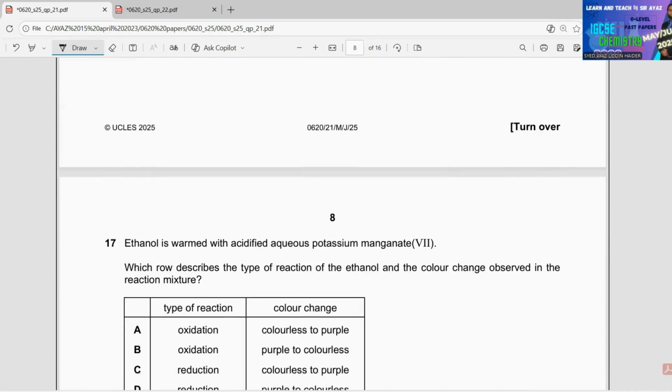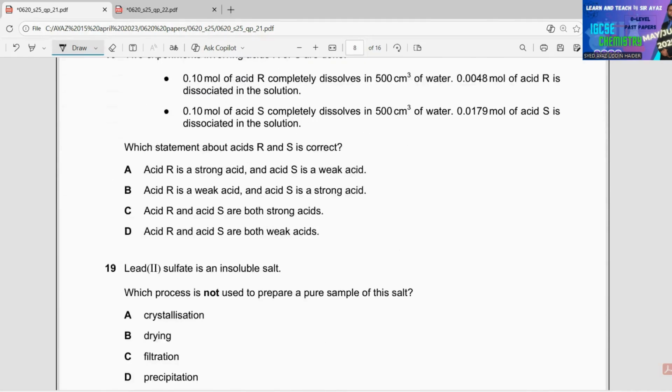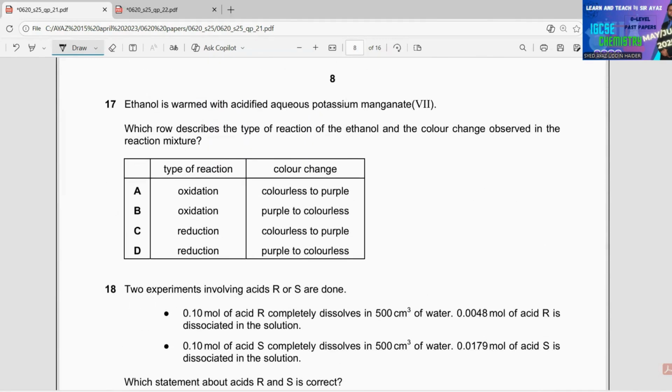Moving to the next MCQ, which is 17. Ethanol is warmed with acidified potassium manganate(VII). Which row describes the type of reaction of the ethanol and the color change observed in the reaction mixture? So when ethanol is warmed with acidified potassium manganate, it is an oxidizing agent. It oxidizes ethanol. So the type of reaction is oxidation. So either A is correct or B is correct.